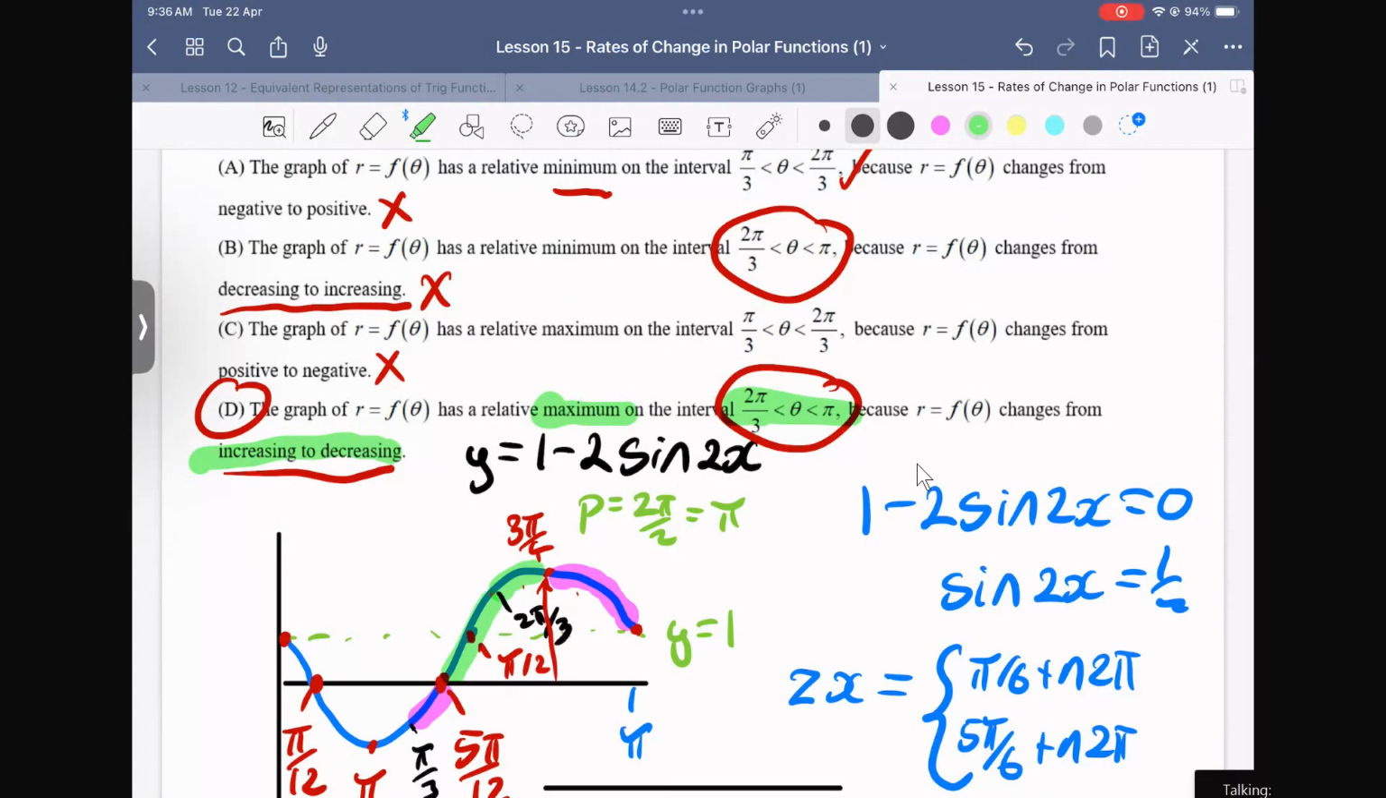Just looking at B again, we won't get a minimum. So this is not correct. We won't get a minimum on that interval. We'll get a maximum because it changes from increasing to decreasing. A minimum will occur when it changes from decreasing to increasing. So the reason for the minimum here is correct, but the interval, it doesn't happen here. It happens in the pi over 3 to 2 pi over 3.